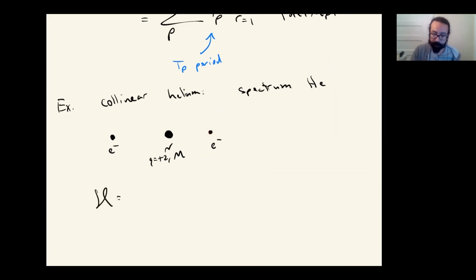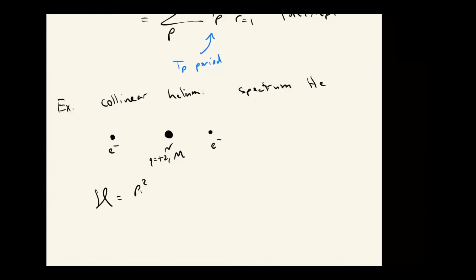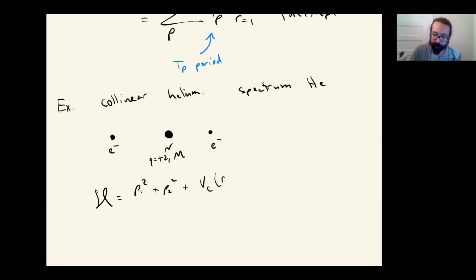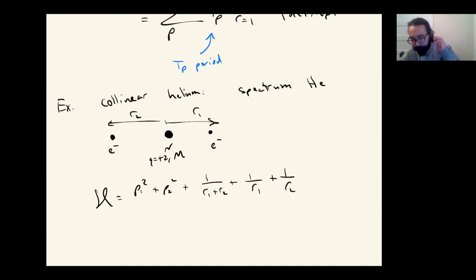So the Hamiltonian here would be something like P1, P2, like 2 electrons in the potential, and with the Coulomb interaction with the other. Exactly. So it's the Coulomb interaction between them, so this is like 1 over R1 plus R2. And then there's a 1 over R1 and a 1 over R2. This distance is R.